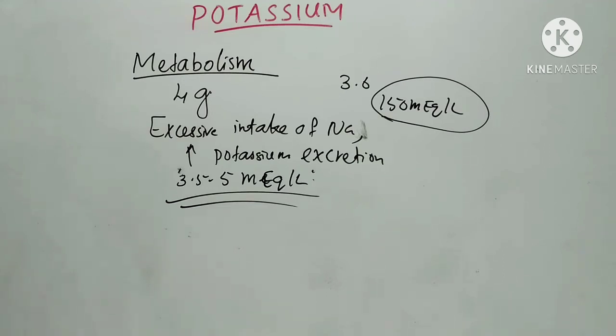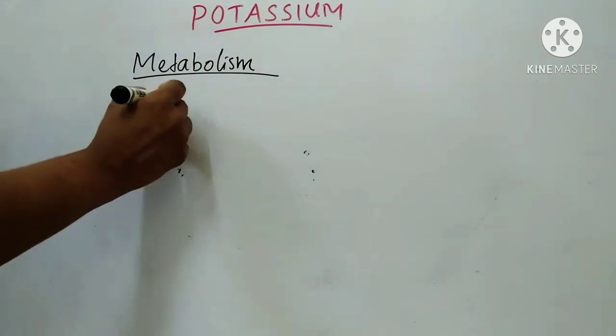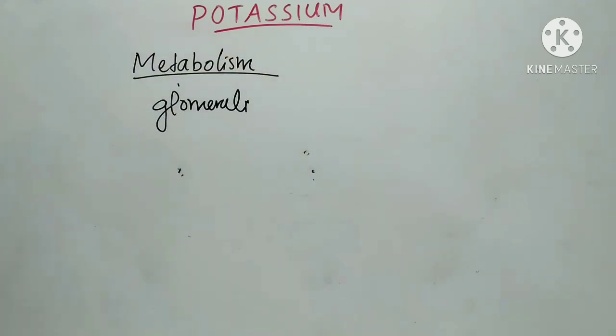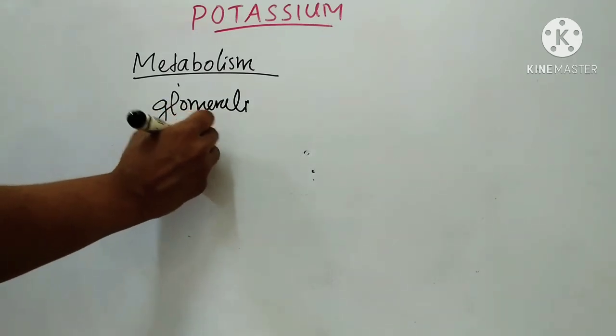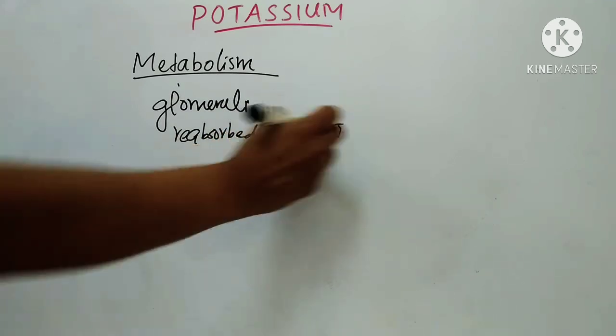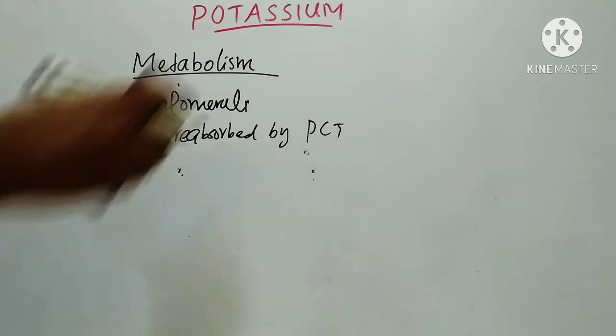Potassium is continuously filtered by the glomeruli and reabsorbed by the cells of the proximal convoluted tubules. Potassium ions are also secreted in the distal tubule in exchange of sodium. That is the metabolism of potassium.